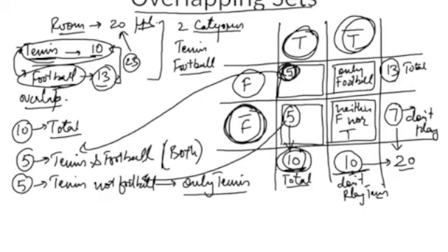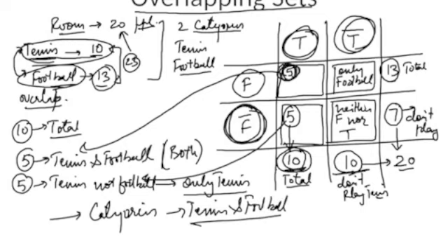First of all, figure out the categories, like tennis and football here. And then just plug in the numbers at the right places. That's all that is required here. Let's see a few examples.